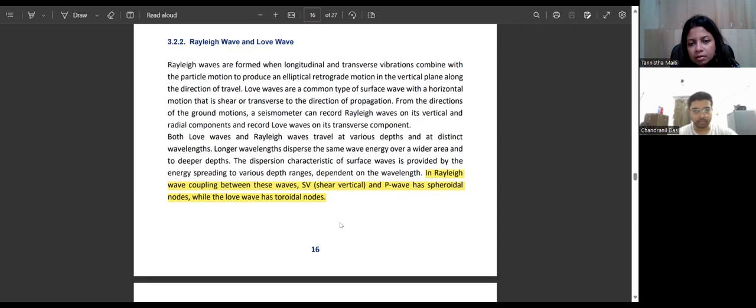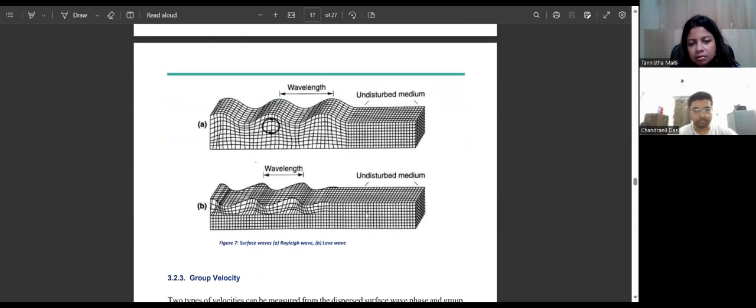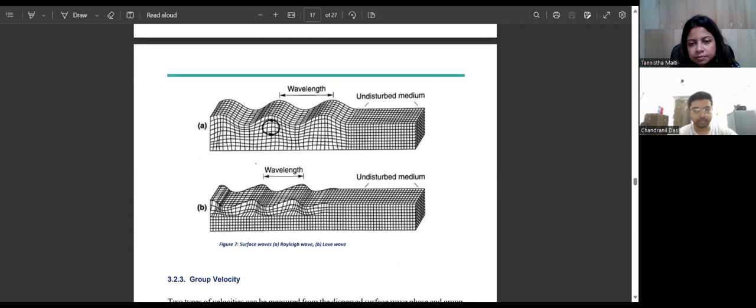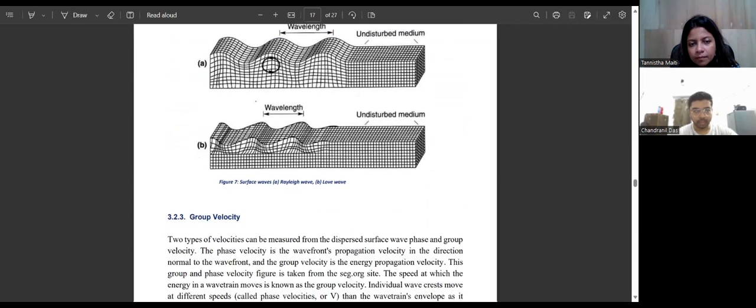From the diagram, I think it will be a bit clearer what is written above. So this is the diagram.